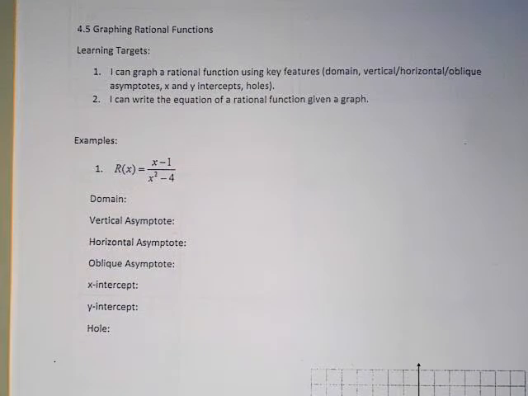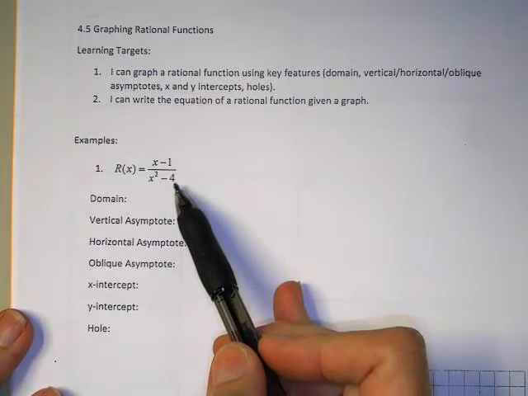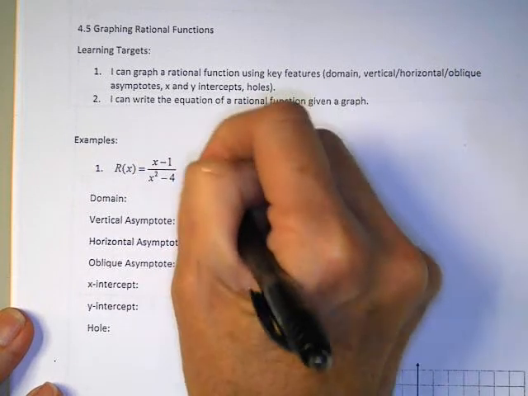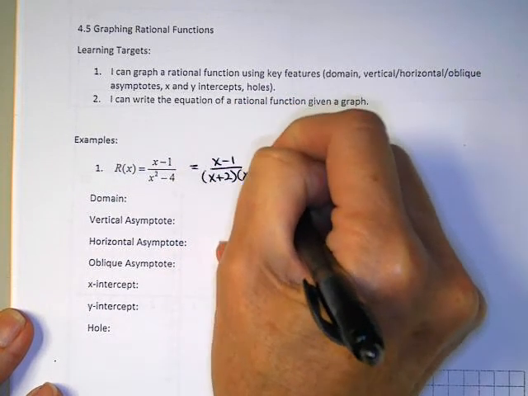Okay, in lesson 4.5, we're going to be actually graphing rational functions. We're going to be using some of the information that we learned in the previous section about asymptotes to help create these graphs. So if we look at our first function, we have x minus 1 over x squared minus 4. First thing we'd want to do is put it in complete factored form. So I'm going to write that as x plus 2 times x minus 2.